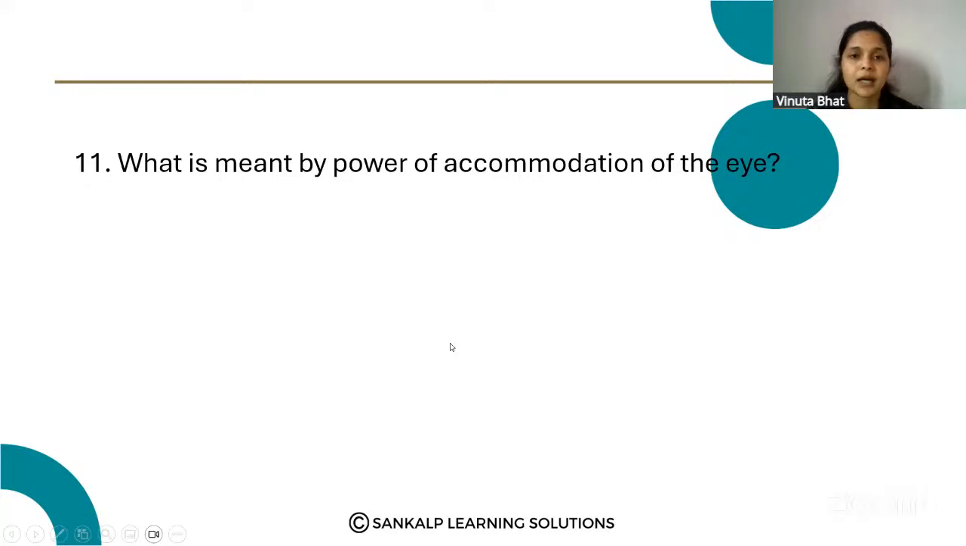What is meant by power of accommodation of the eye? Please note down this question.